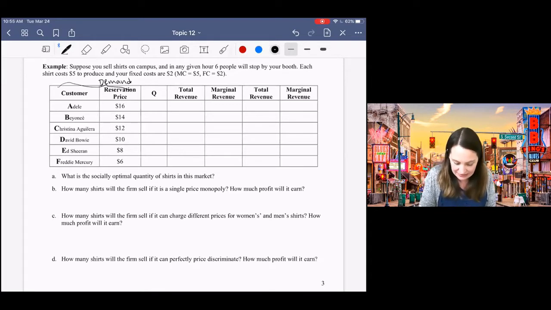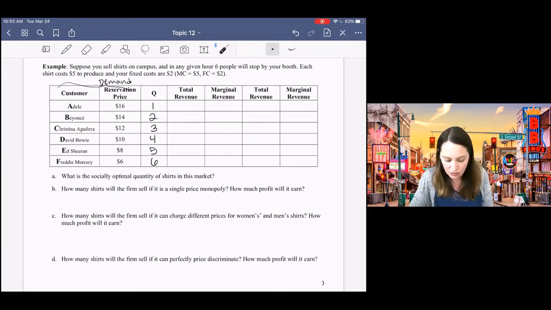If I set a price of $16, I know that only one person is willing to pay $16, so I would get a quantity of 1. If I set a price of $14, I know 2 people are willing to pay at least $14, so I would get a quantity of 2, and so on down the table. And your table will always be set up this way, so the reservation prices are ordered from highest to lowest. So you can just write your quantity 1, 2, 3, 4, 5 on down the table.